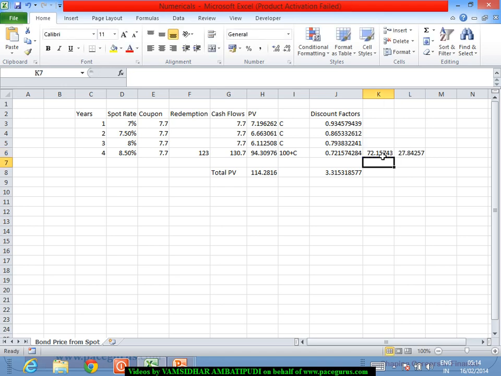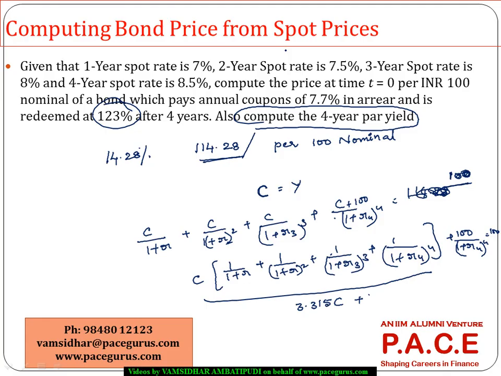So 3.31C is equal to 27.84. Obviously from here I can get my C value, which is nothing but 27.84 divided by 3.31, which is 8.39. I'm making this in a general format with just 2 decimals, so it is working out to 8.4.